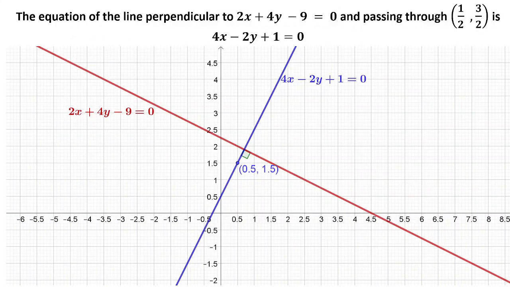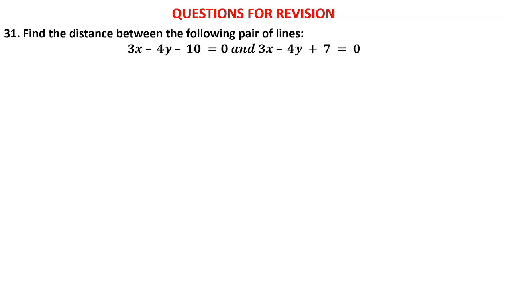Let us see them on the graph sheet. You are seeing that the required line is 4x minus 2y plus 1 is equal to 0. It is perpendicular to the given line and passing through 1 by 2, 3 by 2, that is 0.5, 1.5. Let us go to question number 31.